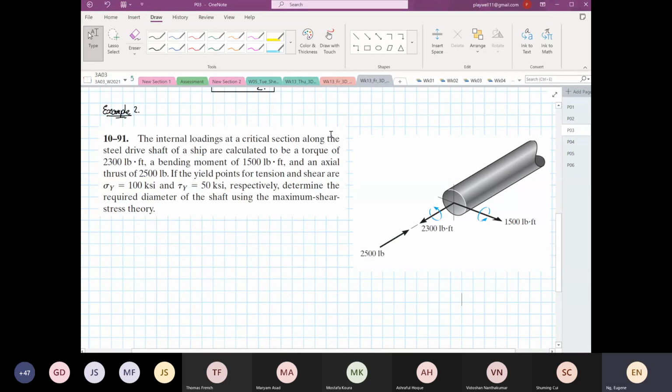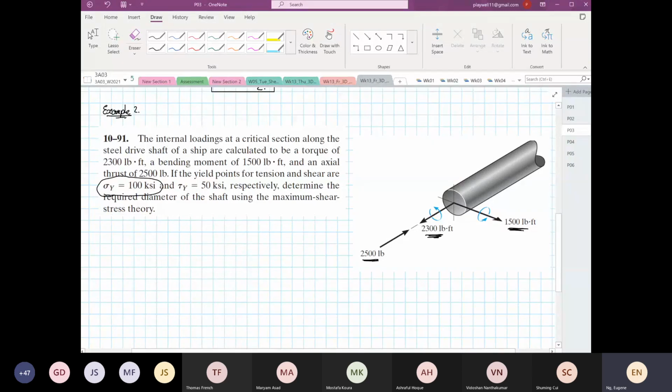So what we have is a shaft, a drive shaft. The torque is 2000. Now when we look at torque, we know this, 2300. And then we have a moment of 1500, and a thrust of 2500. Now you understand what all these values are about.